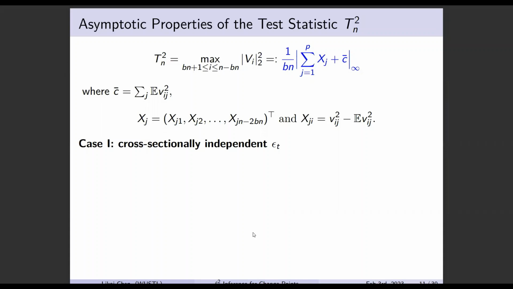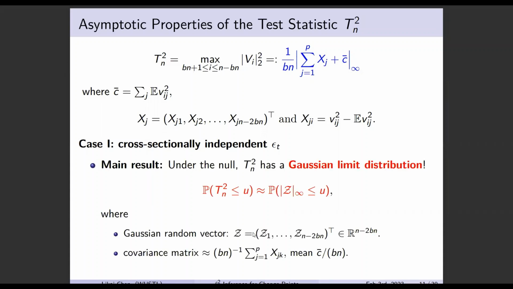So if we do not assume any cross-sectional dependence, so we do not assume any dependence between different locations, the Xj are mutually independent for different j. So this problem can be handled by a result by Chernozhukov et al. 2017. So here I list the conclusion. Based on this setup and under the null hypothesis, we can show that the distribution of the statistic Tn can be approximated by the maximum norm of Z.